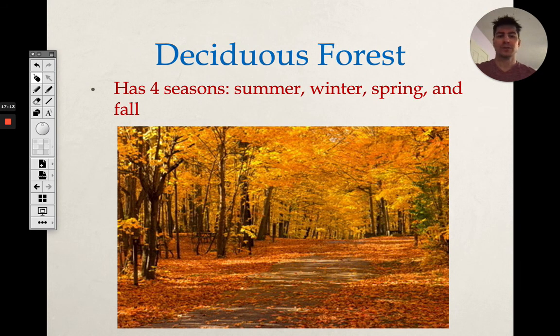The deciduous forest, this is kind of where we live. So we are going to have our seasons. We're going to have summer, winter, spring, and fall, depending on where the Earth is from going around the sun. And that's still going to be far away from the equator, but not as far from the tundra.